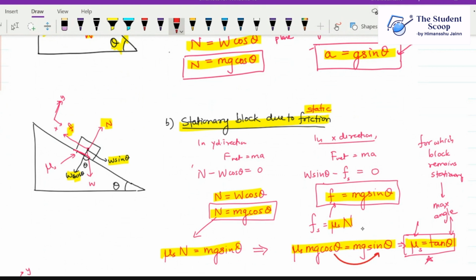So how does this help us? This is for when the block remains stationary. This is the max angle for a given coefficient of friction. The angle at which the object can remain stationary depends on the coefficient of friction, and based on that we can calculate this. How did this formula come into existence? Again, a three-step process: free body diagram, equation of motion, resolving the forces. All these three steps help us here.